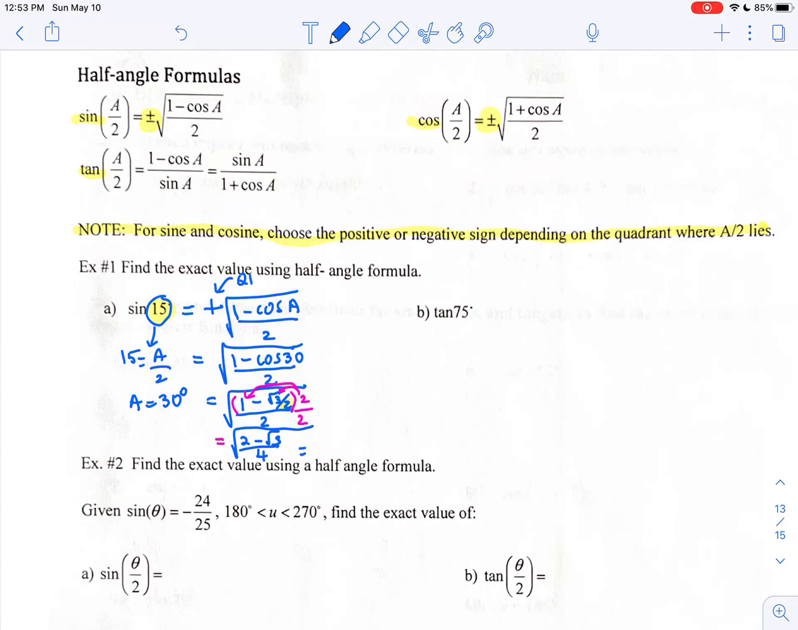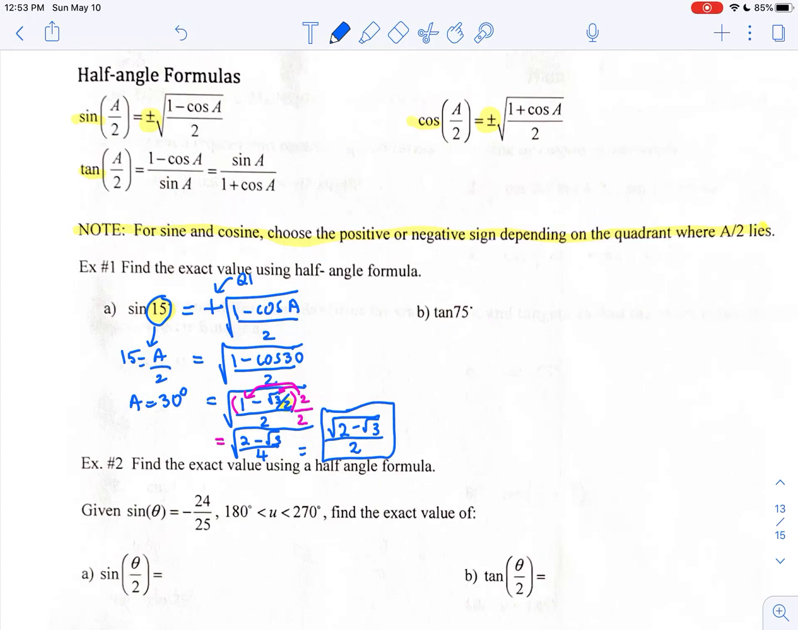If I wanted to take that one step further, I noticed that the bottom is a perfect square. So I can split the square root and say that my answer is square root of 2 minus rad 3 all over square root of 4, which is 2. And that would be my simplest answer.